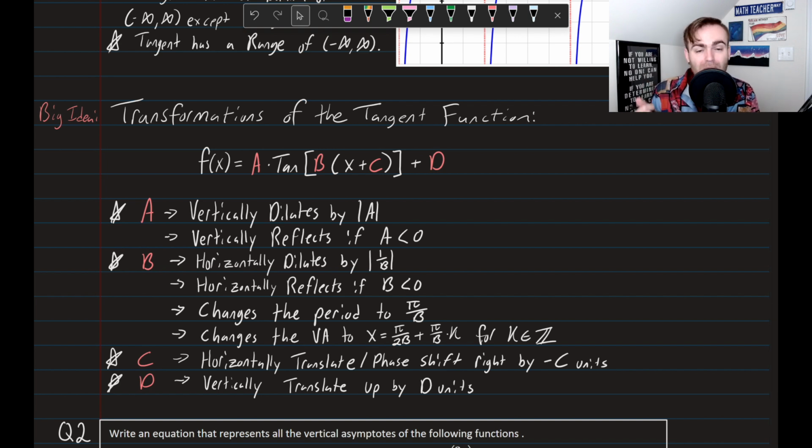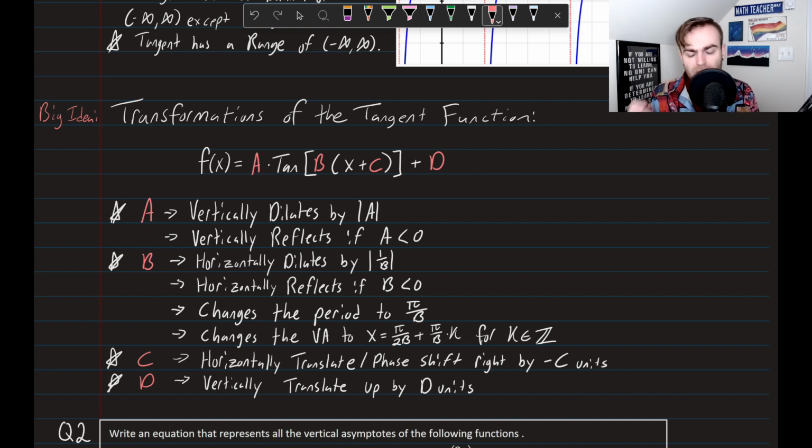Transformations of tangent apply in very similar ways to the transformations of sine and cosine. The a, the coefficient of tangent itself, dilates the function, and if it's negative, it reflects it vertically across the x-axis. The b, the coefficient of the parentheses for x once it's factored out, remember it has to be factored out, is a horizontal dilation by 1 over b. It reflects it if it's less than 0.